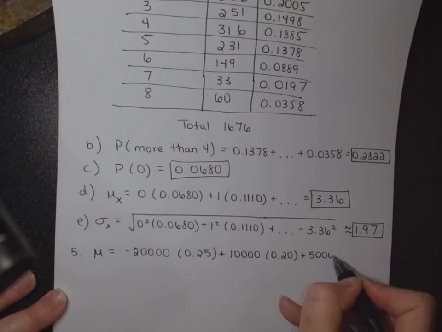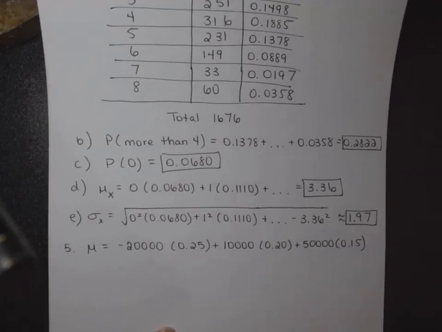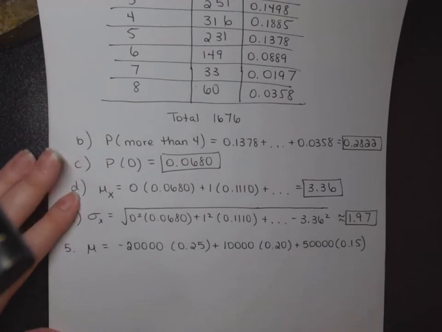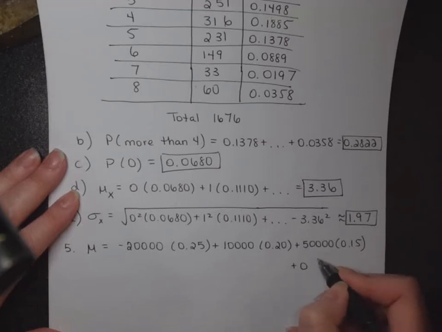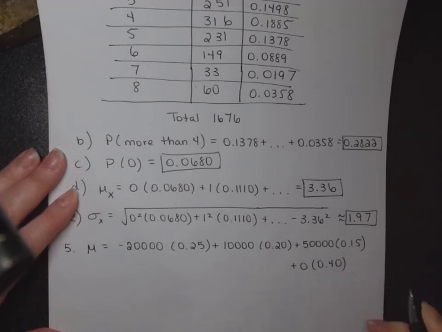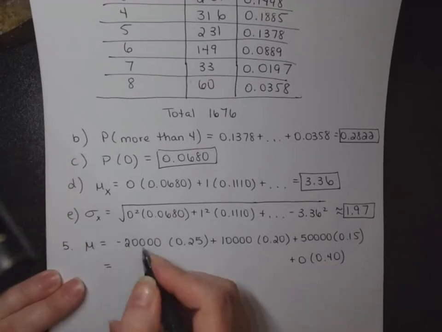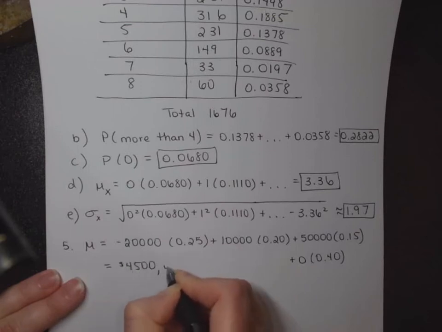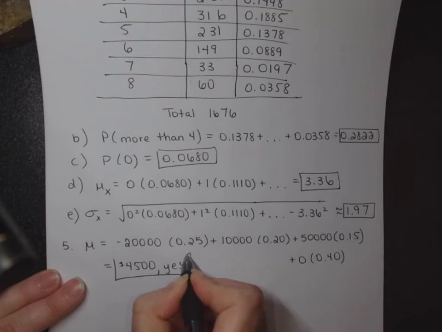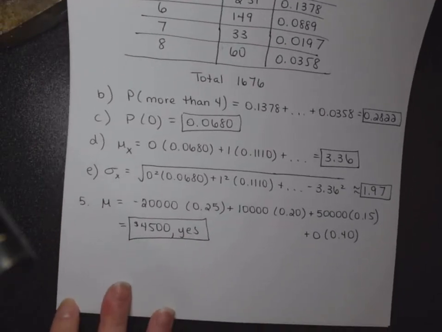You have a 15% probability of really making it and having a $50,000 profit, and then breaking even, which means a profit of 0. You have 0 times 0.40. Notice you don't actually have to add this one because 0 times anything is just 0. But if you add all of those up, you end up getting a positive 4,500, which means yes, make the investment. If it were a negative expected value, then you wouldn't want to do it, right? Because you were going to be expected to lose money.